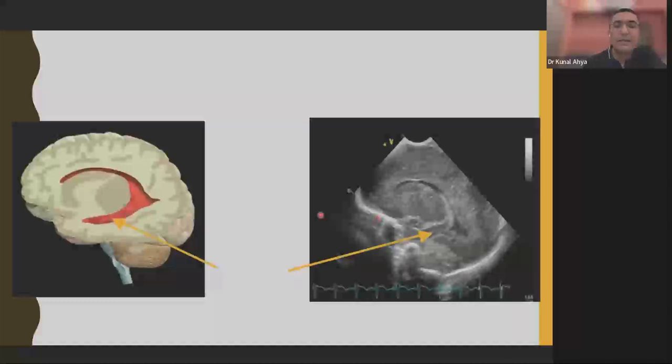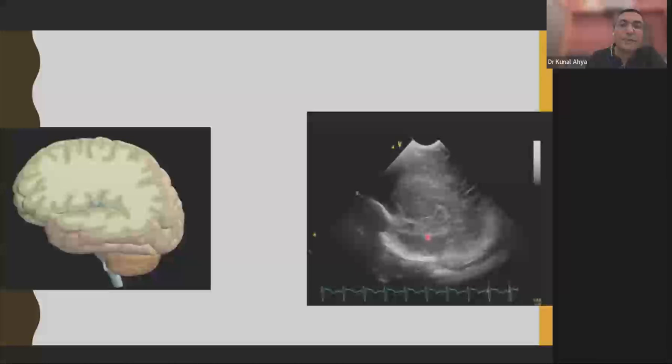Which horn of the lateral ventricle is this? Which horn? So this is the frontal horn. This is the occipital horn, and the occipital horn goes posterior. So the frontal horn is here. And this is the inferior horn. This is a still more lateral structure.